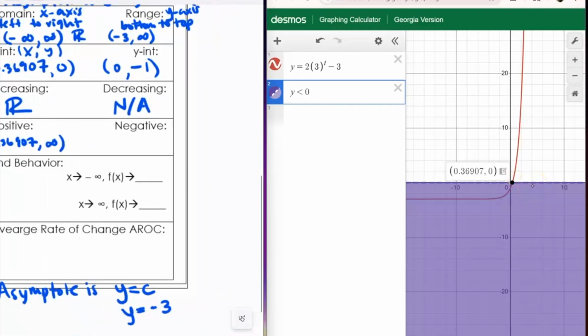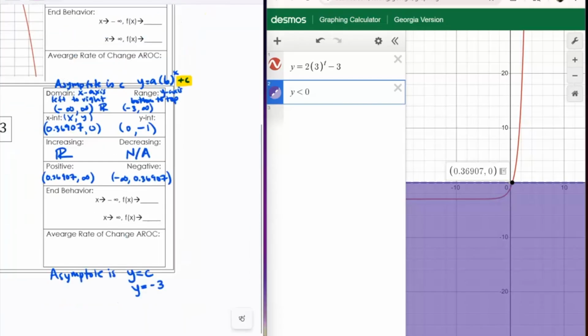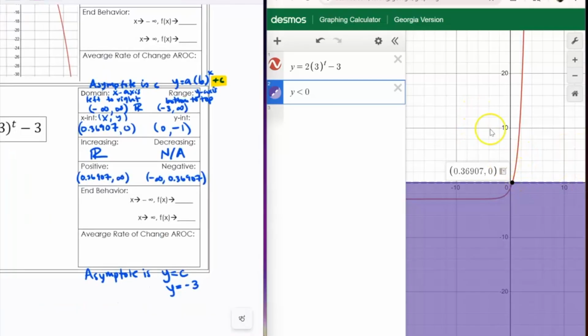So it's negative from negative infinity all the way to 0.36907. And you can do this to the nearest tenth. I'm sure it's fine. All right, so positive is when it's above the line. Negative is when it's below the line, the x-axis. And that equation for the x-axis is y equals 0.